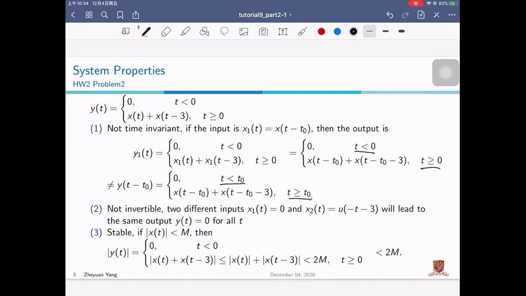And we can also prove that it is stable because we can use the triangle inequality. It says that the absolute value of a plus b is smaller than or equal to the absolute value of a plus the absolute value of b. So if x(t) is bounded by M, then y(t) will be bounded by 2M.